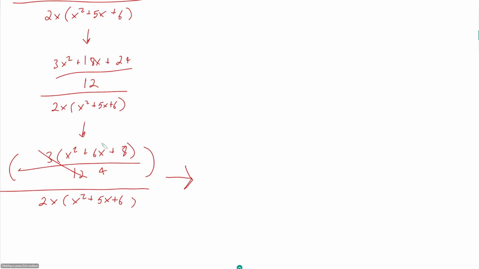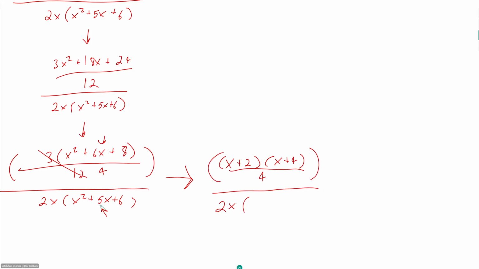Then it looks like I can factor my two quadratic expressions. So how would this one factor? I need something that multiplies to 8 but sums to 6. 2 and 4. So (x plus 2) times (x plus 4), all over 4. That is all over 2x. How does this one factor? Now I need something that multiplies to 6 but sums to 5. 2 and 3 seem like they will do the job.